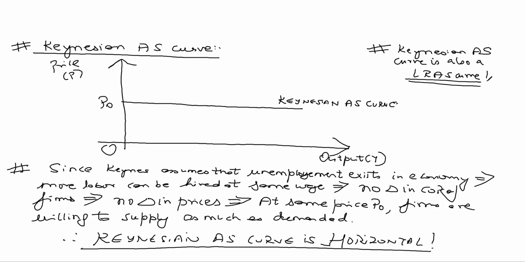Okay, because it's possible only in the long run that the firm can supply as much as it can. All of us know that in the short run, the firm is constrained by fixed factors of production. Only in the long run, the firm can supply as much as it can at the same price level. Okay.